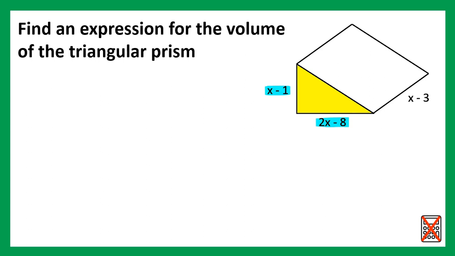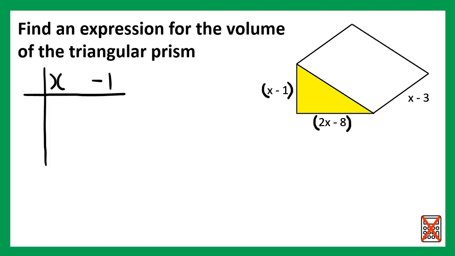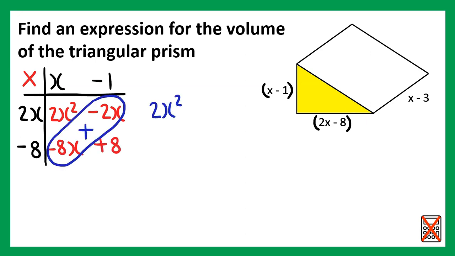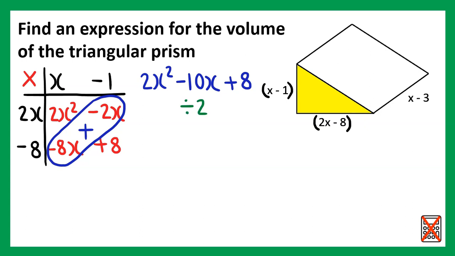Because this is a triangle, I'll need to do the base multiplied by the height divided by 2. And because these are written as algebraic expressions involving two or more terms, I'll need to use brackets to multiply these together. So I'll need to start by multiplying x minus 1 by 2x minus 8. In the grid, I'll have 2x squared minus 2x minus 8x plus 8. Collecting like terms, 2x squared minus 10x plus 8. Now that I've done the base multiplied by the height, I can half this to get the area of the triangle. So dividing by 2 gives me x squared minus 5x plus 4.